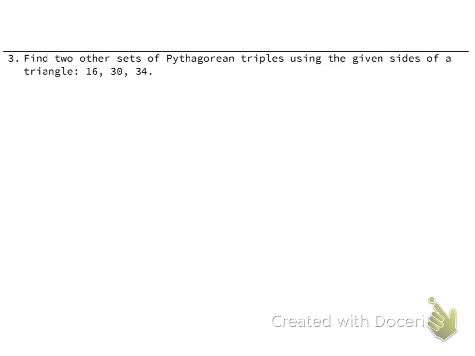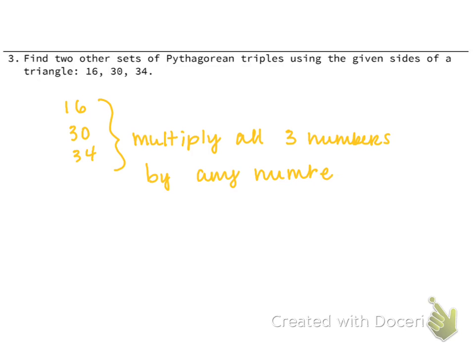Now for this final problem, it says find 2 other sets of Pythagorean triples using the given sides of a triangle, 16, 30, and 34. There are many different solutions to this problem. All you have to do is take 16, 30, and 34 and multiply all 3 numbers by any number you want. You can multiply by 2, multiply by 3, you can multiply by 325 if you want, as long as you multiply every number by the same number.